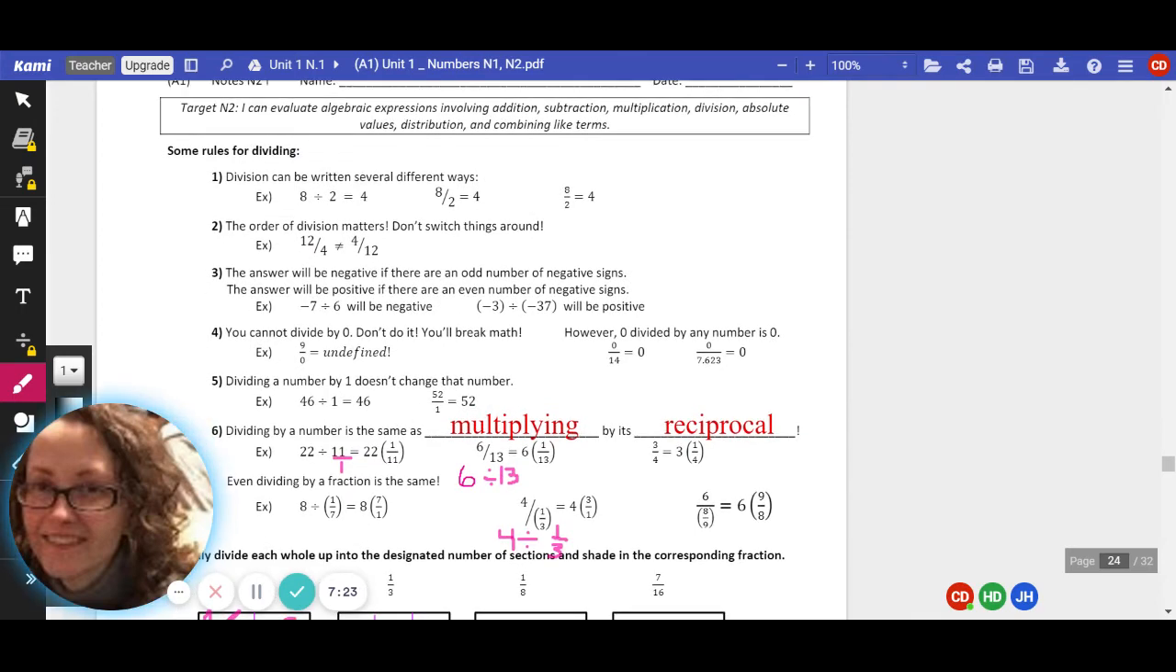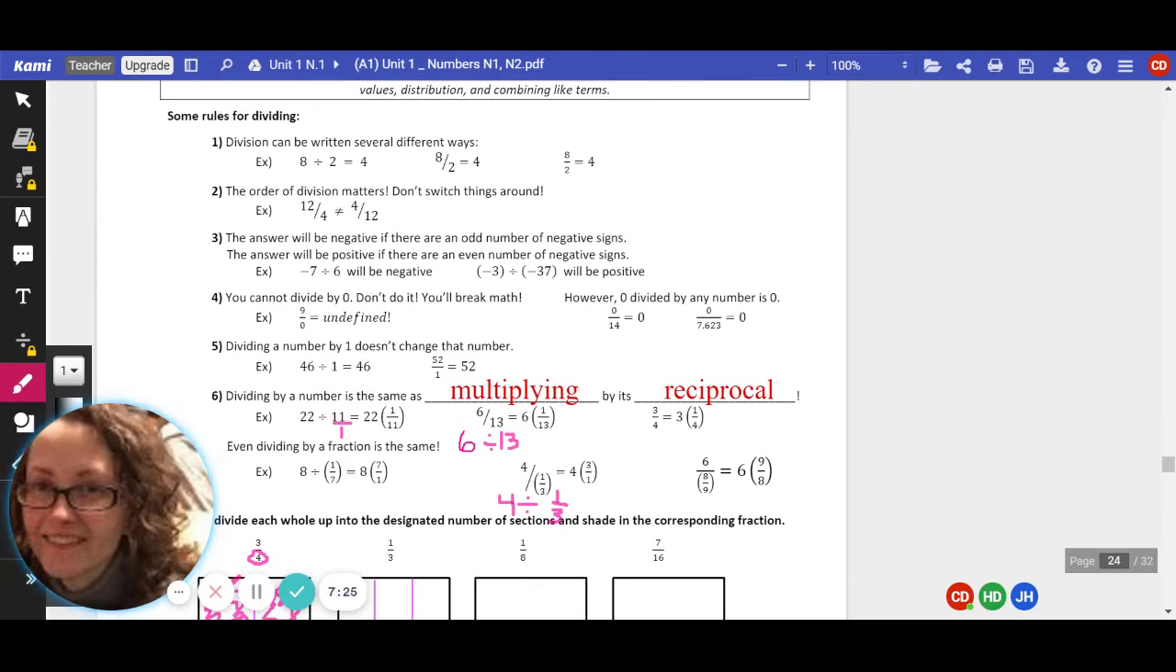Now let's review some rules for division. Again, these may seem like a lot of rules at first, but you should already be familiar with most of these rules. The first rule gives us a few ways to write division. You can use the division symbol and also the fraction bar to represent division. All of these would indicate 8 divided by 2.